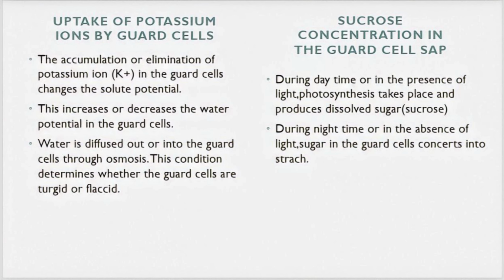Uptake of potassium ions by guard cells. The accumulation or elimination of potassium ions in the guard cells changes the solute potential. This increases or decreases the water potential in the guard cells. Water is diffused out or into the guard cells through osmosis. This condition determines whether the guard cells are turgid or flaccid. Sucrose concentration in the guard cell sap. During daytime or the presence of light, photosynthesis takes place and produces dissolved sugar. During nighttime or the absence of light, sugar in the guard cells converts into starch.